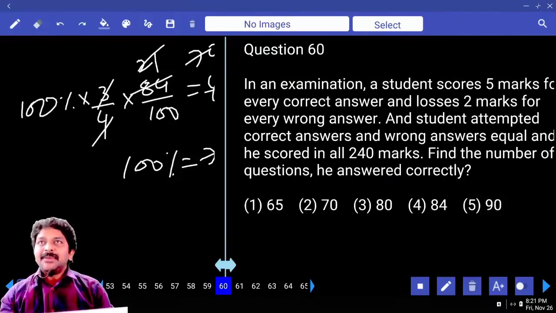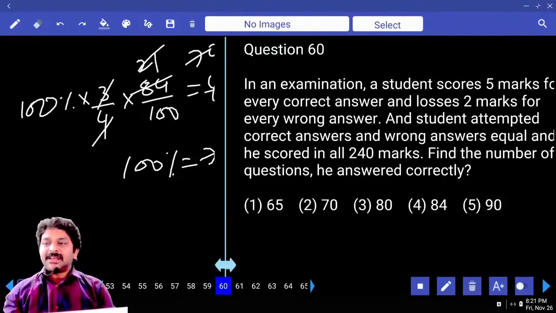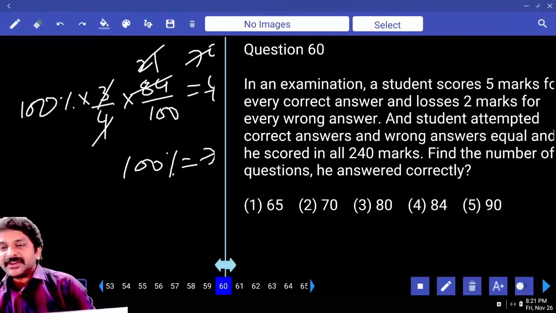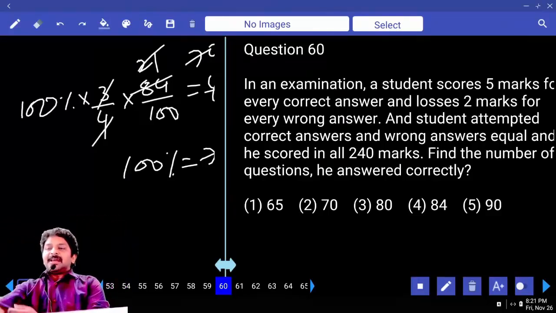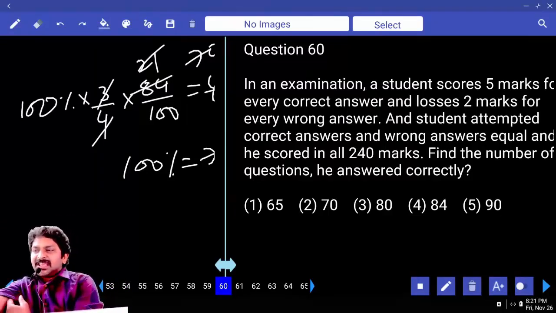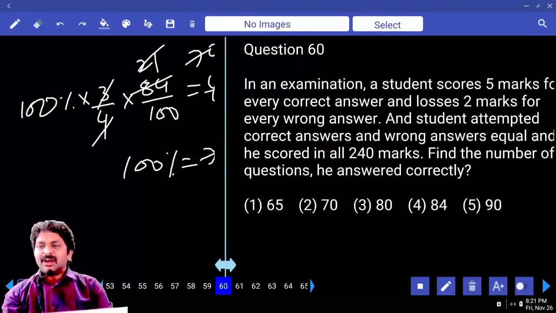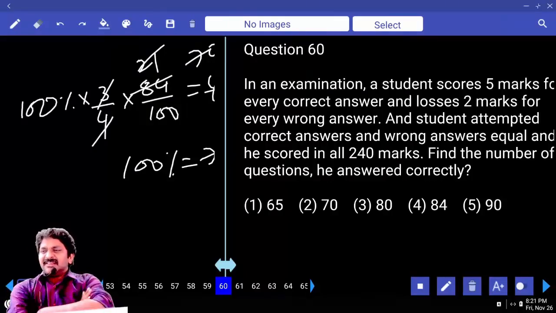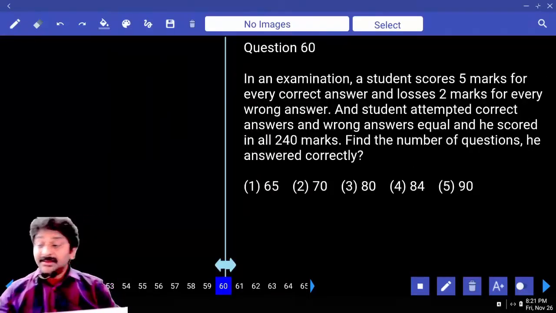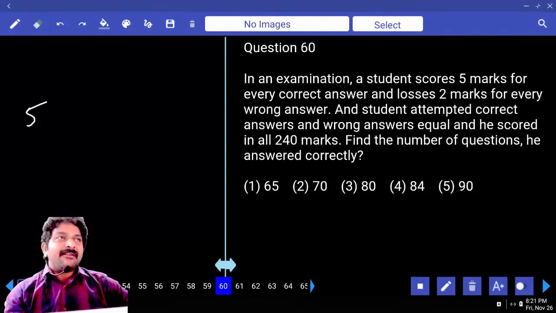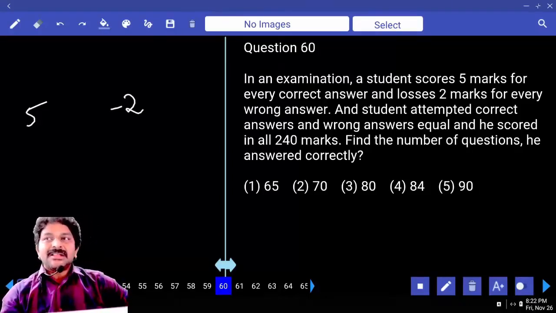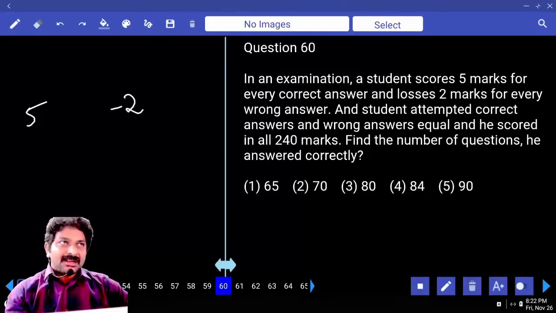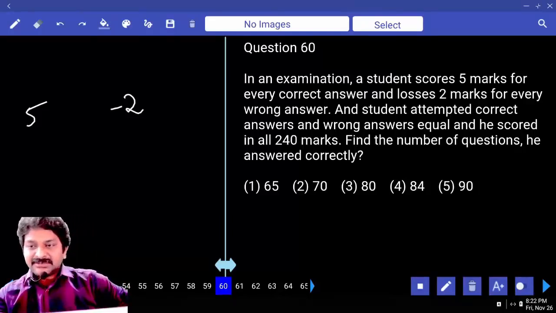Next, in an examination a student scores 5 marks for every correct answer and loses 2 marks for every wrong answer. And the student attempted equal numbers of correct answers and wrong answers, and he scored in all 240 marks. Find the number of questions he answered correctly. Right. They are giving you 5 marks for every correct answer and 2 marks negative marking for every wrong answer given. And the condition says, this is very important.